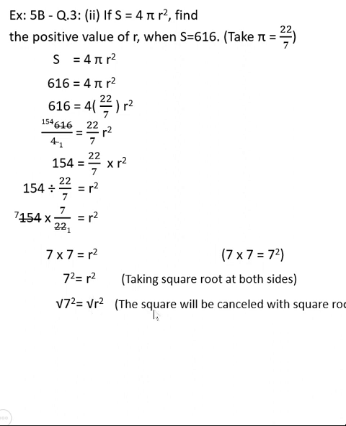The square root and square will be cancelled with each other. So what will be remaining? The remaining is 7 is equal to r, or we can say r is equal to 7. The value of r is 7. This is also a positive value that was asked.